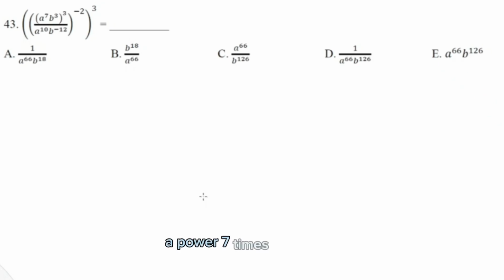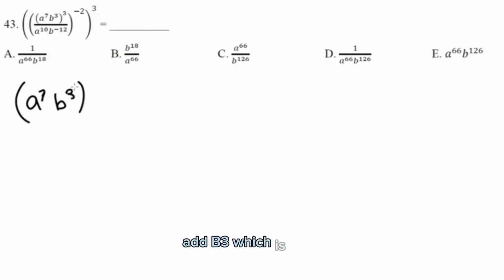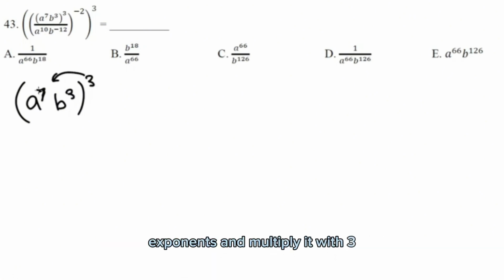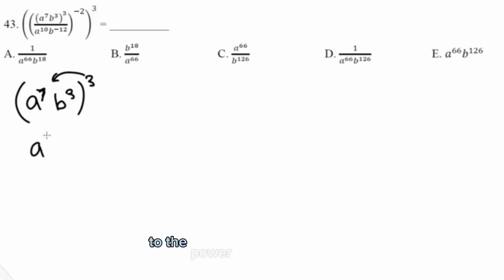And that's your next, number 43. (a^7 b^3)^3 divided by (a^10 b^-12), which is all to the power of negative 2, which is all to the power of 3. Alright, let's solve this. So let's take this first parentheses right here, which is a^7 and b^3, which is cubed. So when you're cubing like this, all you're going to do is take these exponents and multiply them with 3. So this would become a to the power of 7 times 3, which is 21. And this would become b to the power of 3 times 3, which is 9.